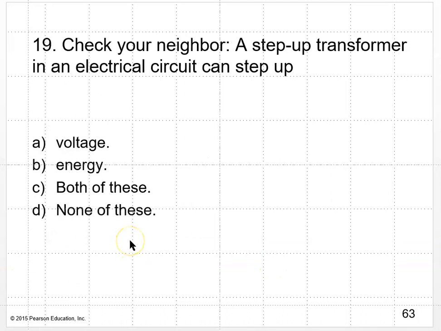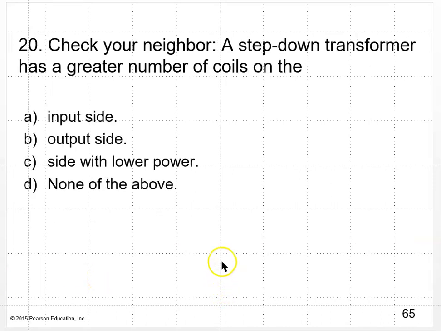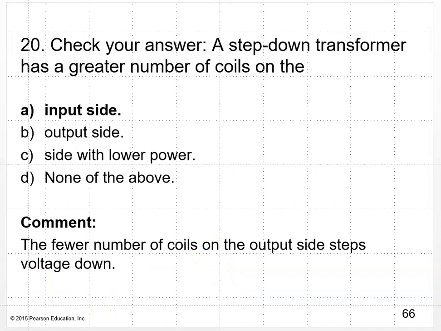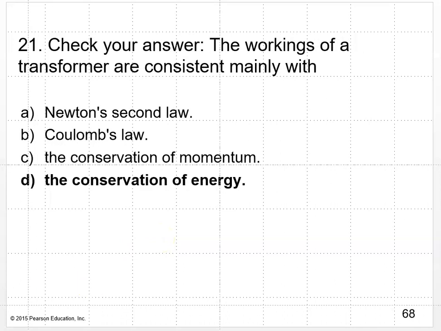A step-up transformer in an electrical circuit will step up voltage, not energy. A step-down transformer has a greater number of coils on the input side and a fewer number of coils on the output side. And the ratio of input to output coils will also give you the ratio of voltage. The working of a transformer is consistent mainly with conservation of energy.